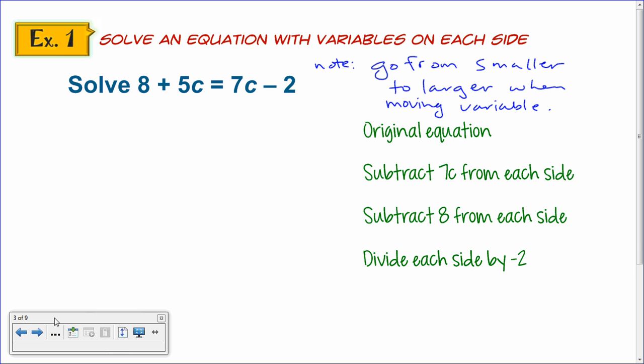So which one is the smaller? What are my two like terms here? 5, 3. They're both positive, aren't they? I need to move this one though over here to get it with the other 7C. How do I move it to the other side? Very good.